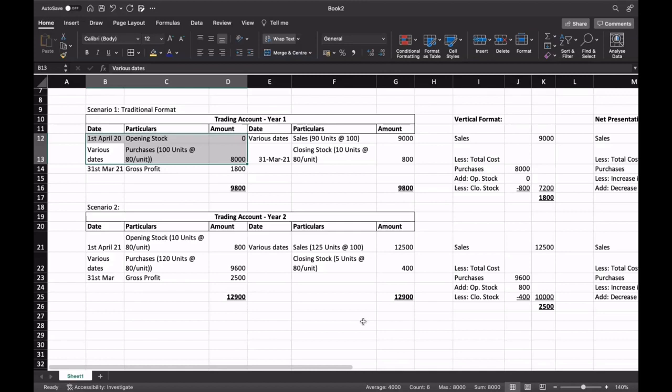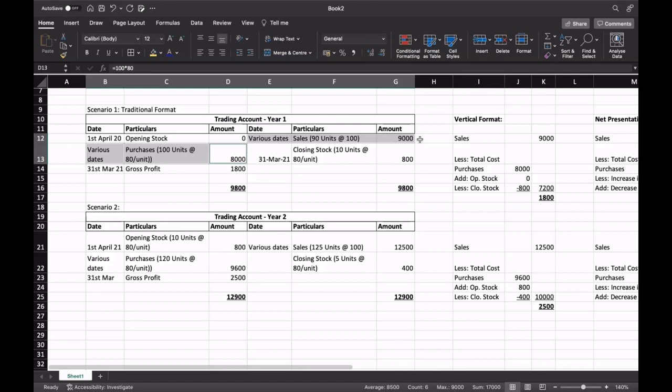Then they have to sell these units, right? On various dates, they manage to sell 90 units at the rate of rupees 100 per unit. It means 90 into 100, 9,000 is their sales. Okay. Now listen carefully. Going by the layman calculation, the layman will say he spent 8,000 and purchased goods and he sold them for 9,000 and he made a profit of 1,000.